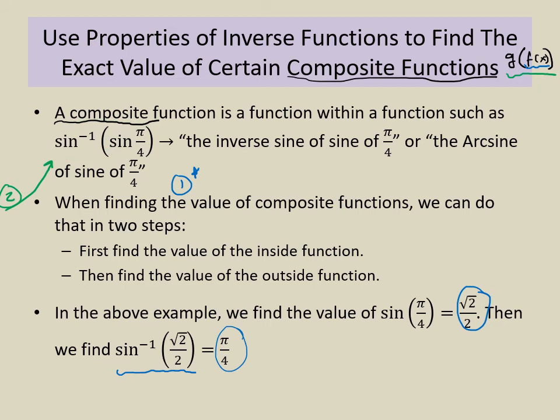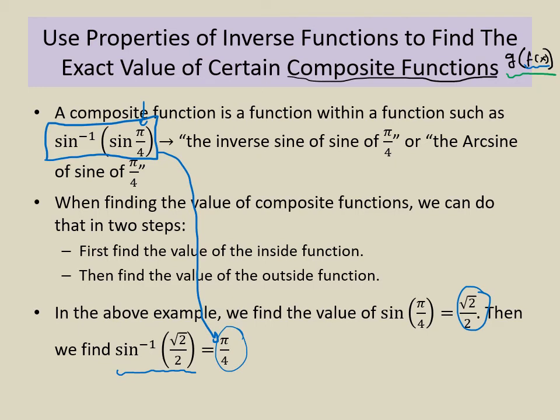Now, you can probably recognize that this is curious. What happened is that this gave us pi over 4, which is exactly the same angle we started with. The inverse sine of the sine of an angle gave us back the angle, which makes sense, because the inverse sine reverses the operation of the sine function, so I get back the original input that I had.